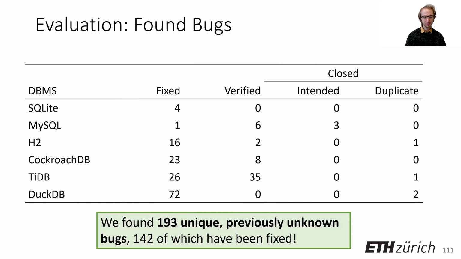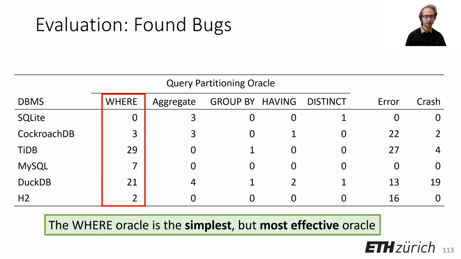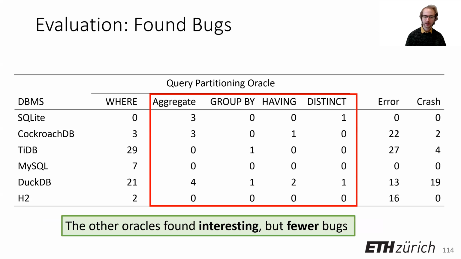So we implemented this approach for a number of systems and overall found close to 200 unique previously unknown bugs. And again, many of these have already been fixed. In terms of test oracles, the TLP WHERE oracle is the simplest test oracle that we came up with as part of this approach, but it actually turned out to still be the most effective one. The other test oracles found a number of interesting bugs, but fewer overall.